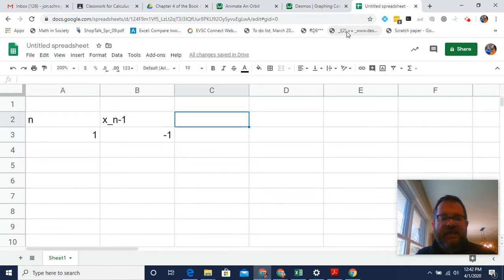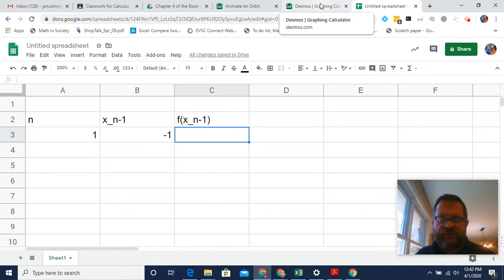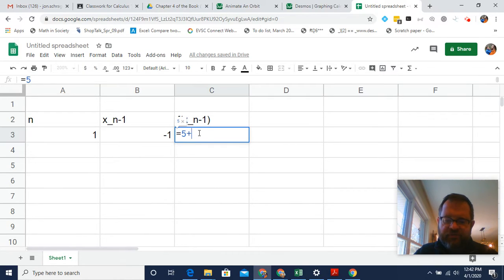All right. We need to know the value of f at x sub n minus 1. So what is f again? It's x plus 5 cosine x. So let's write that function in here. It's equals x, this is our value of x, plus 5 times the cosine of that value of x. Put that in, and we get f of x sub n minus 1. It is the value of the function f of x at the value x equals negative 1.